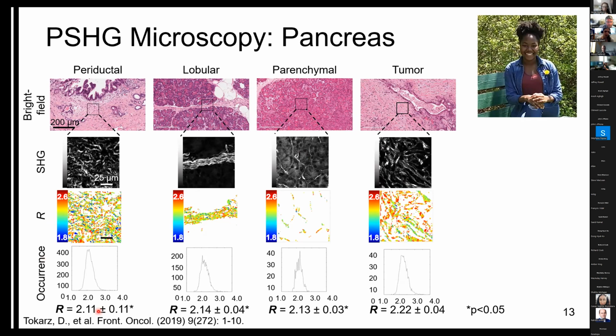And then we took an occurrence frequency histogram of the R values in the image, and we fit this data using a Gaussian function and pulled out the center of the Gaussian. Then we averaged among several samples. What you see here below are the average R values. We found that the R value of tumor collagen was significantly greater than the R values of normal pancreatic tissue, which lines up well with the idea that tumor tissue becomes more disorganized, and therefore we would expect the R value to be greater.